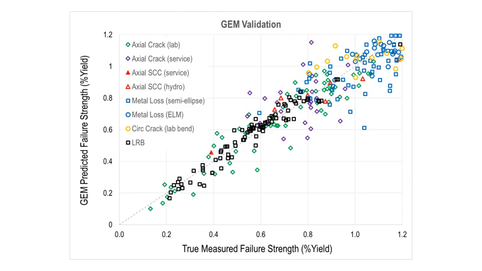There are some data points that are above the line, and these represent non-conservative predictions, so that would represent unsafe predictions for the pipeline operator. But those are balanced out fairly well by the data points that are below the line. The data points below the line are overly conservative, and that's safe for the pipeline, but it's potentially very expensive for the pipeline operator if they're doing repairs that are not really necessary.